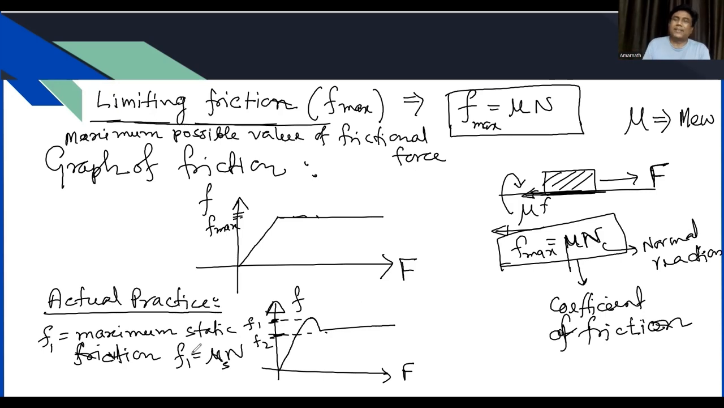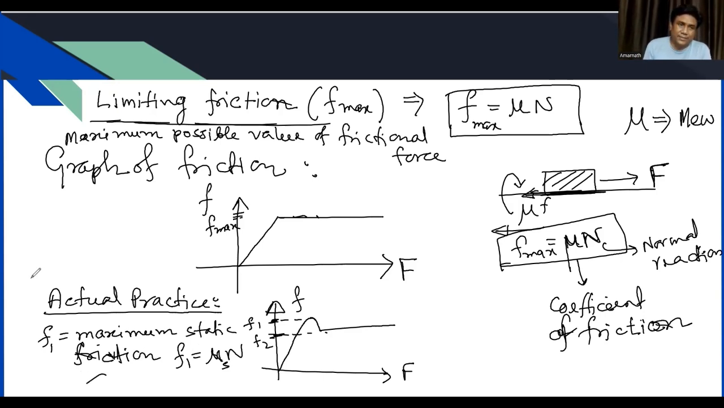Say in my example, I gave you 10 Newton. So what happens? If I apply 1 Newton, the retarding force will be 1 Newton. If I apply 9 Newton, the opposing force will be 9 Newton. If I apply 10 Newton, the opposing force will be 10 Newton. But if I apply 11 Newton, it means the car will move. If the car moves, then of course the frictional force will not be 10, but a little less than 10, like 9.5. That is F2.